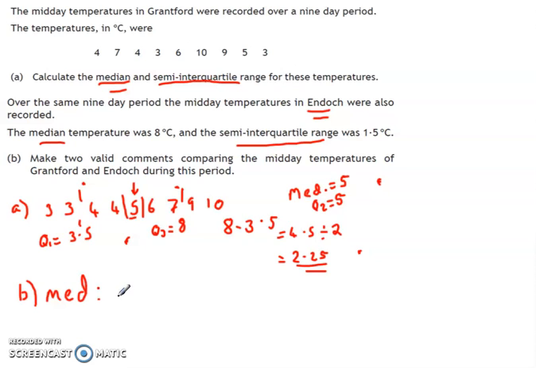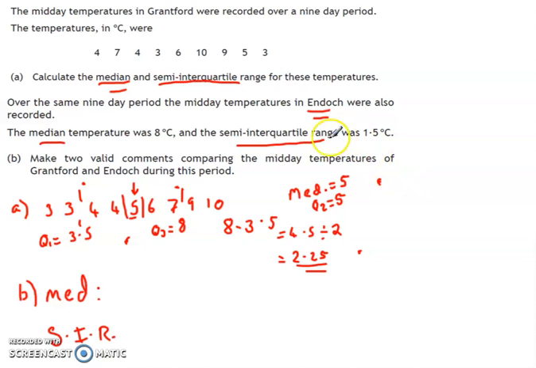So for the median, you have to make sure that you look at averages and you have to include that phrasing. It's not worth saying the median of Endoch is 8, the median of Grantford is 5. You have to then say what that specifically means. They can read numbers, they want to see if you can interpret it. Then they want you to do something involving the semi-interquartile range. Now the semi-interquartile range, or ranges just in general, look at the consistency of data. A bigger range means there's a wider spread of data, so there's less consistency between it.